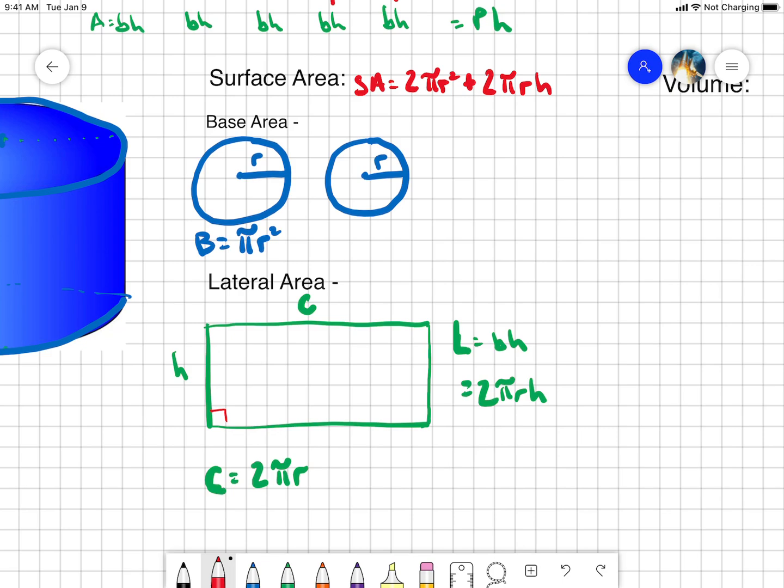And for those of you that want something even simpler, this is the same thing. I can factor out 2 pi r from each of these, right? They both have a 2 pi r. This would be the same thing as 2 pi r times r plus h. Okay? But more importantly, this is the one that I want you to use.